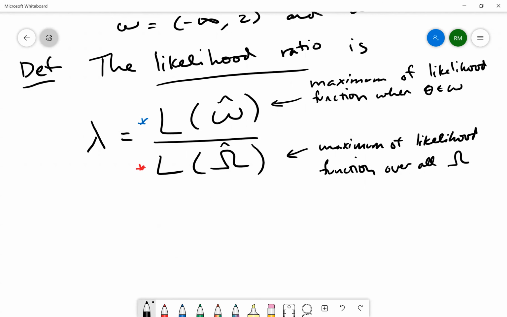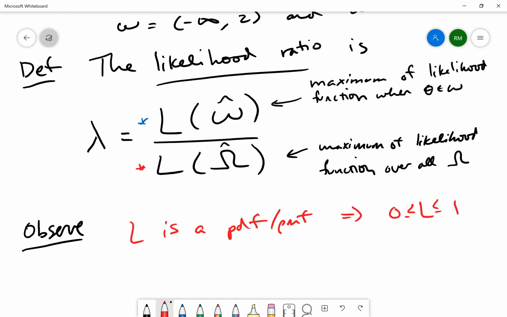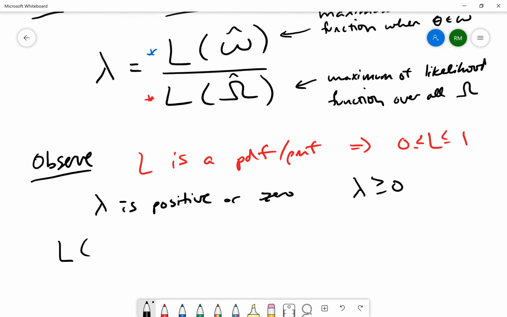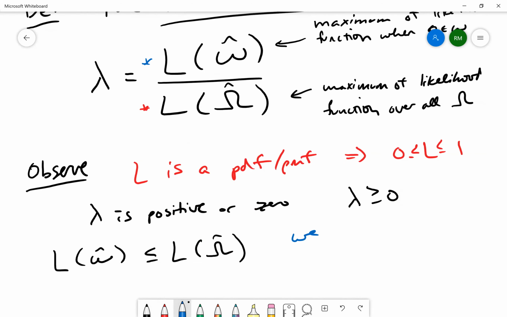So there's a couple things we need to observe. The likelihood function L is a PDF or PMF, which means that L is always between 0 and 1. So the first thing you should observe is that lambda is positive, or 0, because L is a function that's always between 0 and 1. So if I divide them, it should be positive or 0. This tells us that lambda is bigger than or equal to 0. However, we know that this value must be less than or equal to this value. Why is that? Well, we know that L is a function of theta hat, of omega.